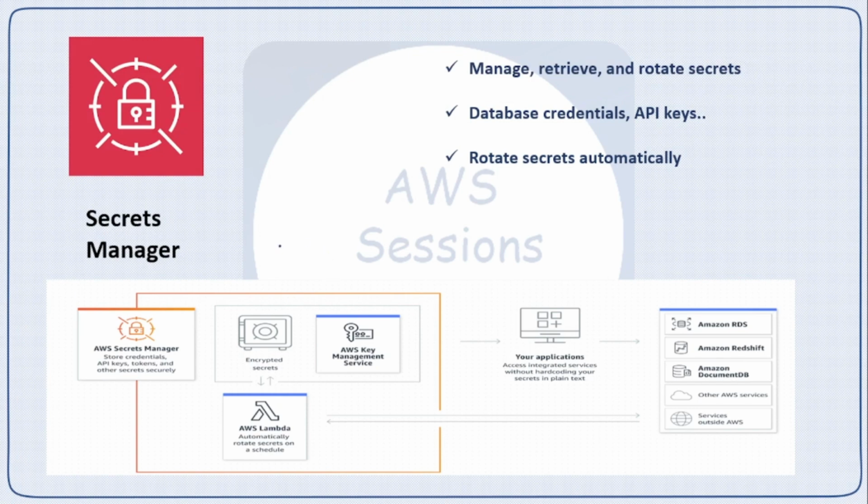Secrets Manager, this is mainly to store secrets like passwords, database credentials, API keys, etc. And if you have set up a Lambda function, that can automatically rotate the secrets as well.